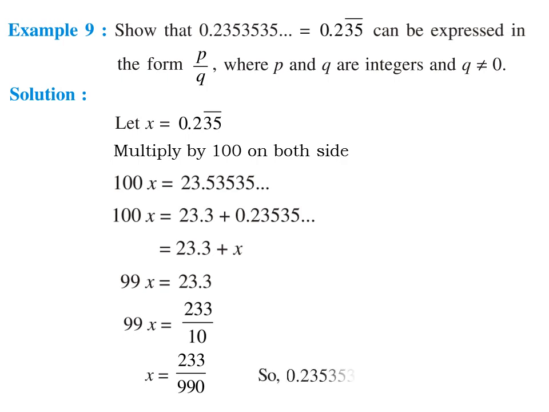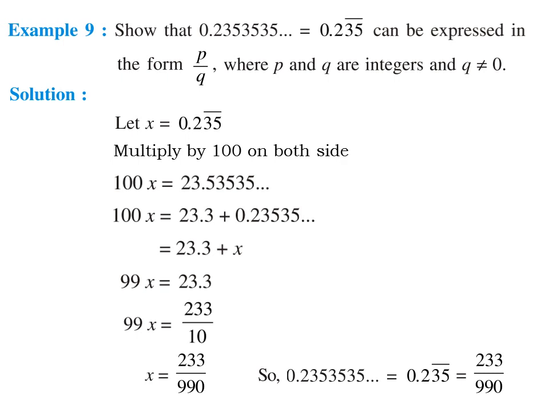So again you can say that 0.235 bar can be expressed as 233 by 990. So I hope that all students will understand the concept of representing a non-terminating recurring decimal expansion in the form of P by Q. I hope you will understand this concept.